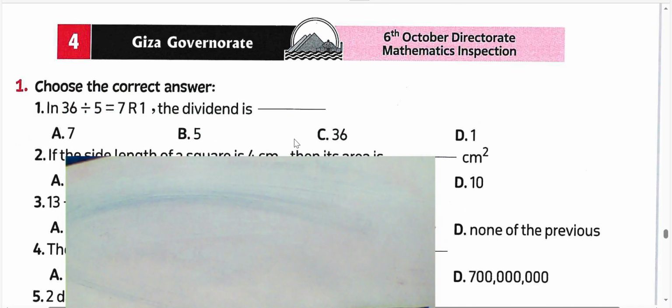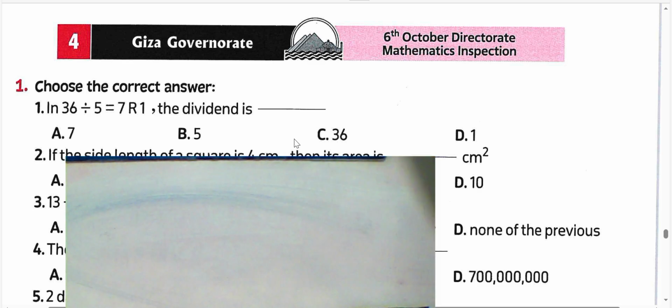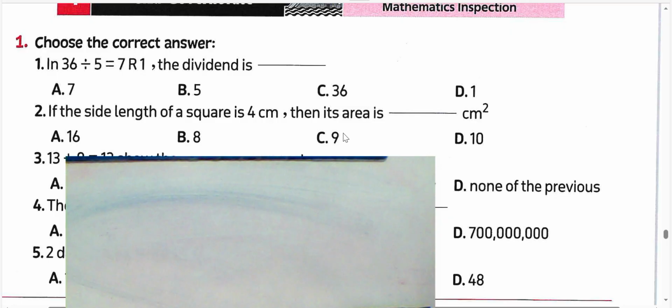Now I will complete question number 4. 36 divided by 5 equals 7 and the remainder 1. We call 36 the dividend and the divisor is 5. 7 is the quotient, remainder 1, then the dividend will be 36. Choose letter C. Next question.